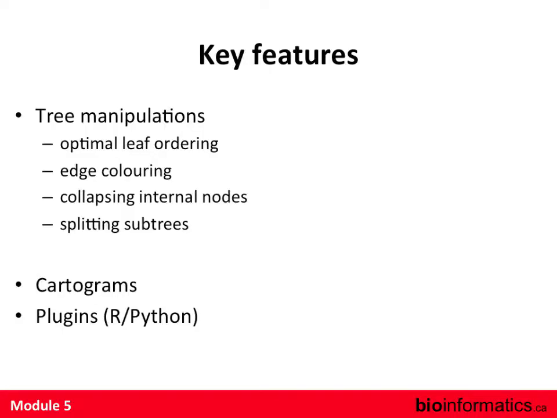So key features, I already talked about the optimal leaf ordering of your trees, edge coloring, collapsing internal nodes, and I'll show you some neat examples of that. You can also split some trees, right? So if you've got a big tree that is annoying the frig out of you, and only a small part of that you actually care about, then you can just right-click on a node and say, I want this, and the rest kind of goes and hides off in the corner until you're ready for it again. Apart from that, I'll be showing a cartogram example. If you're not familiar with the term, you're certainly familiar with the concept, so you'll see that later. And then some of these plugins that we've implemented.